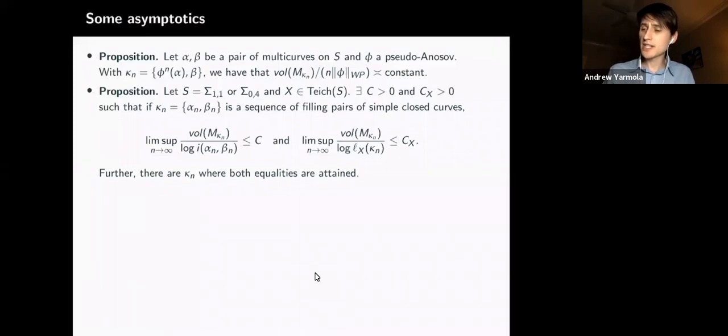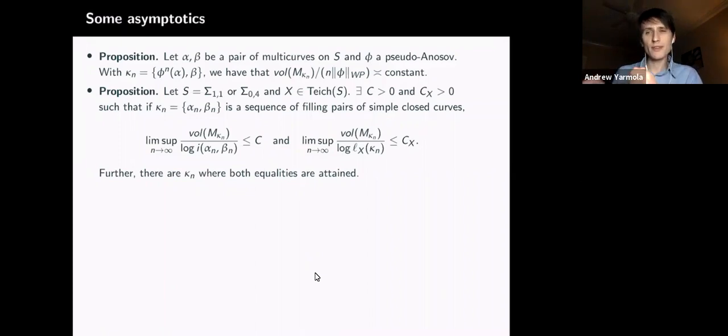If you think of a sequence of filling pairs of simple closed curves, what you're going to get is that the volume over the log of the self-intersection number, and remember we had an upper bound in terms of the intersection number, here we have the log of the self-intersection number, the lim sup of that is going to be less than some constant. And if you look at the hyperbolic length, we're also going to see that the volume over the log of the hyperbolic length is going to be less than a constant. And both of these are possible to attain. So you can actually get non-zero sequences here.